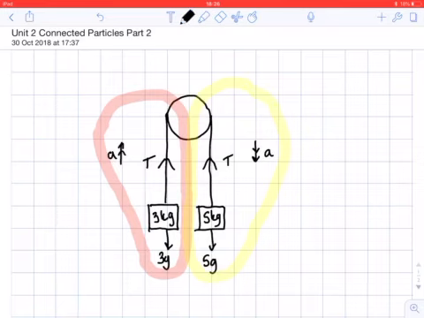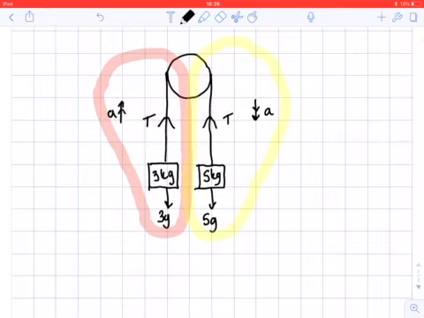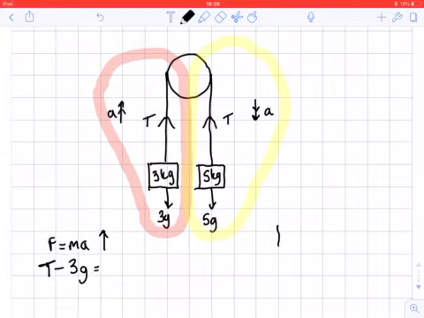Now obviously we're dealing with forces, masses and accelerations, so what we do is we apply F equals ma in the direction of motion. So if I was going to look at the left hand side and apply F equals ma in the direction of motion, which is upwards, the only force that's acting up in this situation is the tension. So we'd have tension acting upwards, we'd have the 3g acting downwards, and that would equal mass times acceleration, which is 3a.